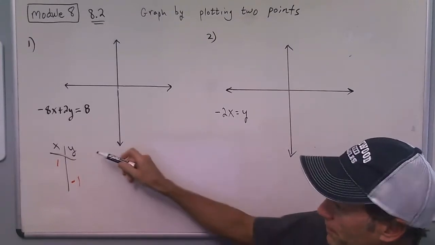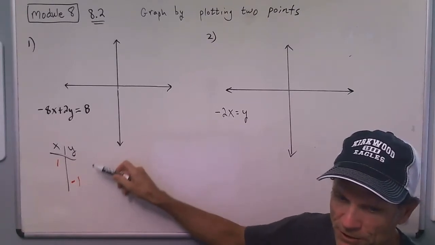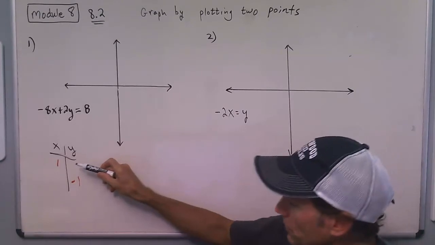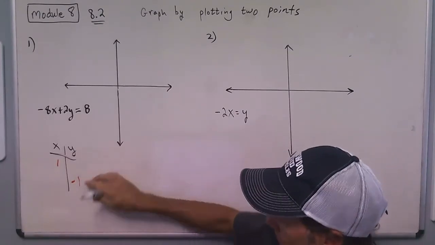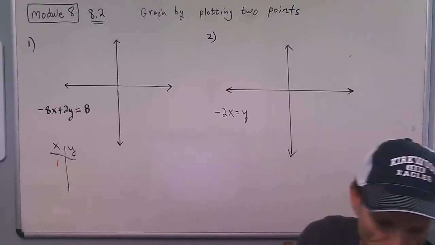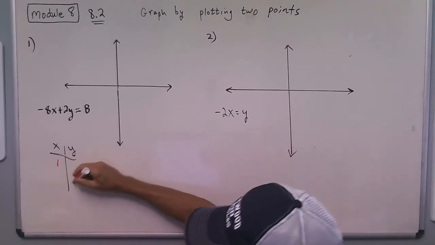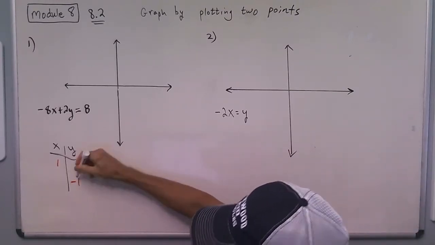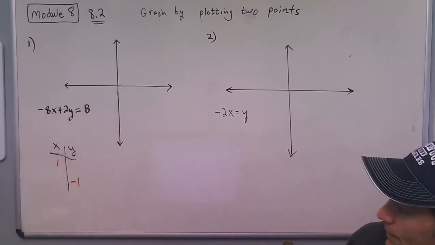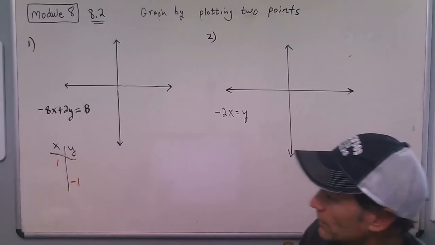One method that some of you might be familiar with is called the t-table. Basically, it helps us lay out and pick an x value, and I like to pick an x value and then generate a y value, but we can also pick a y value and generate an x value. So let's take a look at this.